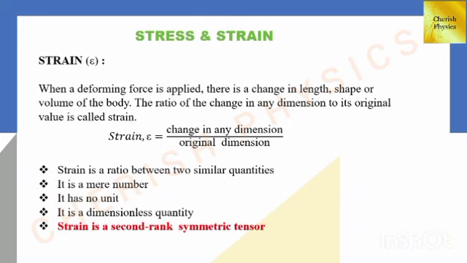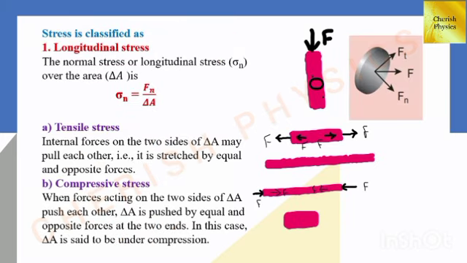Next, strain. When a deforming force is applied, there is a change in length, shape and volume of the body. Therefore, strain is equal to change in any dimension divided by original dimension. Strain has no unit since it is the ratio between two similar quantities. It is a dimensionless quantity, and strain is also a second rank symmetric tensor. Stress is classified into longitudinal stress, shearing stress and volume stress.